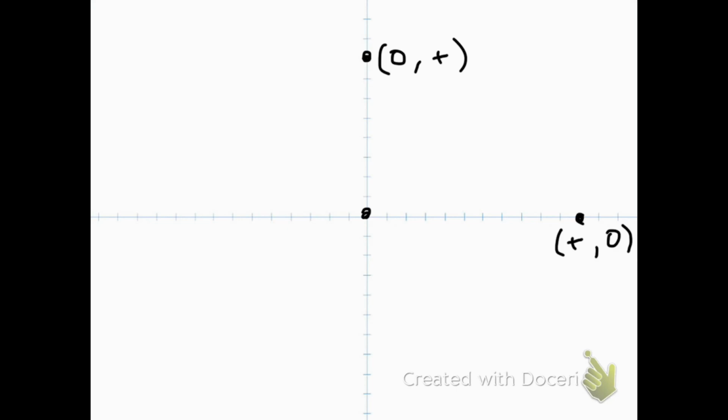If you decide to move to the left of the origin, you'll have a negative x value, but the y value will be 0 because you're not moving up or down. And if you move below the origin, you'll have 0 in the x value because you're not moving to the left or right, and you'll have a negative y value because you moved below the origin.